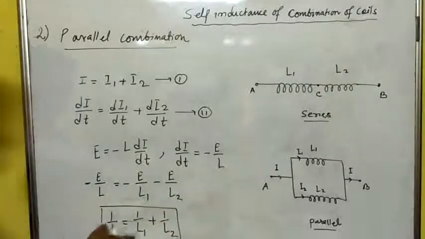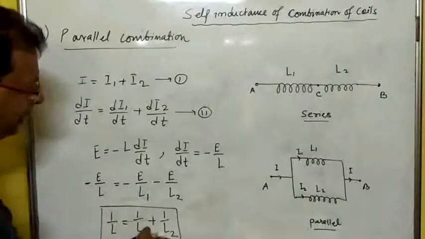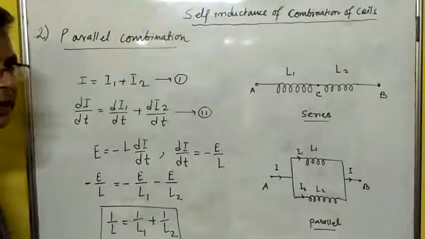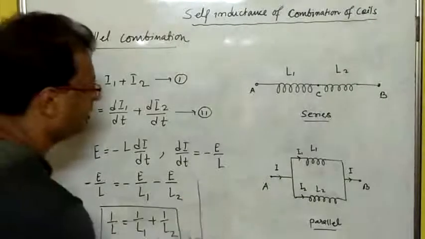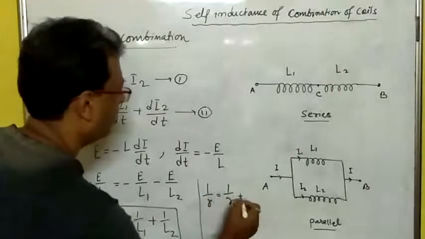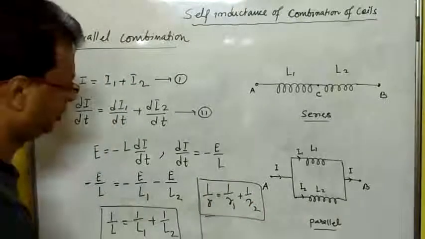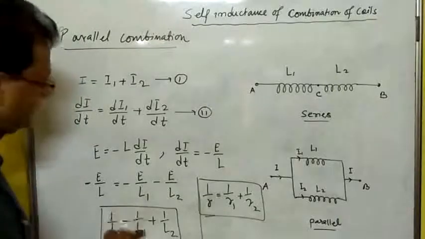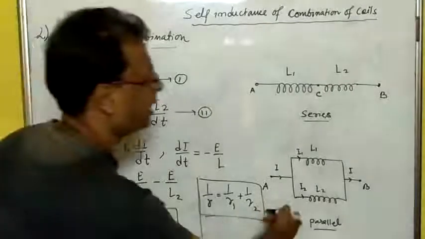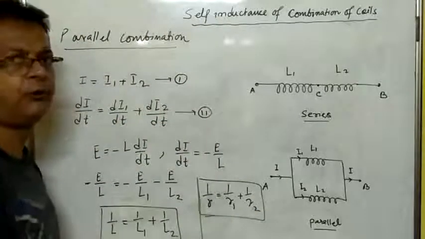So you see, this is the effective inductance of two inductors, L1 and L2. So 1 by L1 plus 1 by L2 is equal to 1 by L. Now this is similar to resistance in parallel. For resistance in parallel, remember the effective resistance 1 by R equals 1 by R1 plus 1 by R2. So similarly for inductors, the effective inductance is 1 by L equals 1 by L1 plus 1 by L2 when they are connected in parallel. So that's all about self-inductance of combination of coils. Thank you.